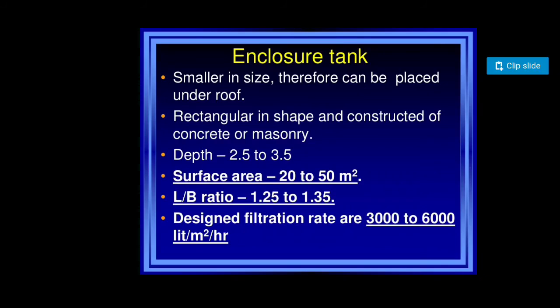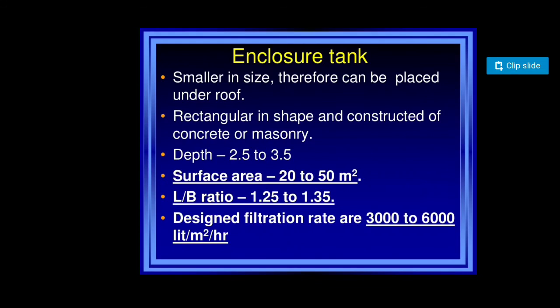You can see in this figure that it is smaller in size, therefore it can be placed under a roof, or basically it requires a smaller footprint. It is also rectangular in shape, constructed of concrete or masonry. Depth would be similar to the slow sand filter, 2.5 to 3.5 meters. The surface area is smaller because the overall size requirement is less, with the L by B ratio between 1.25 to 1.35.